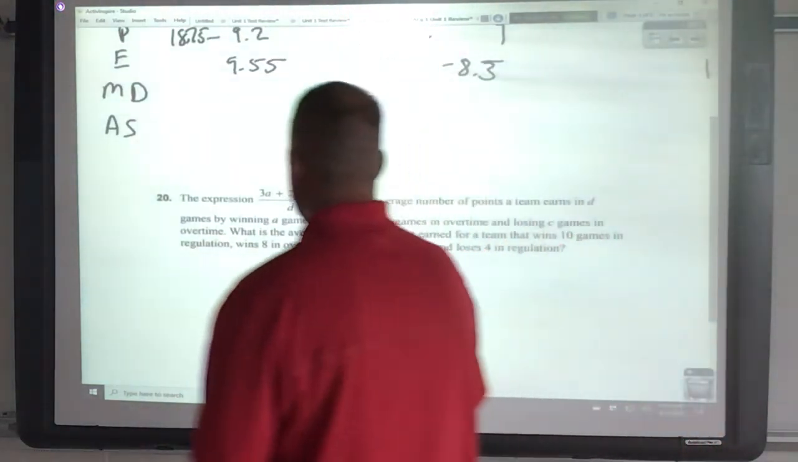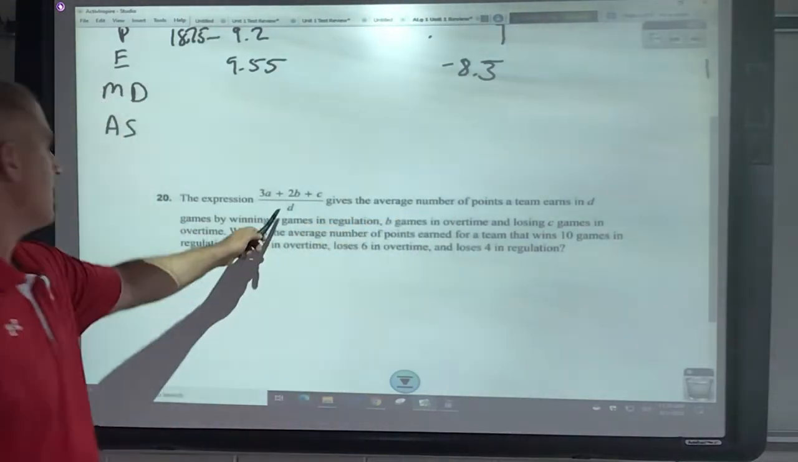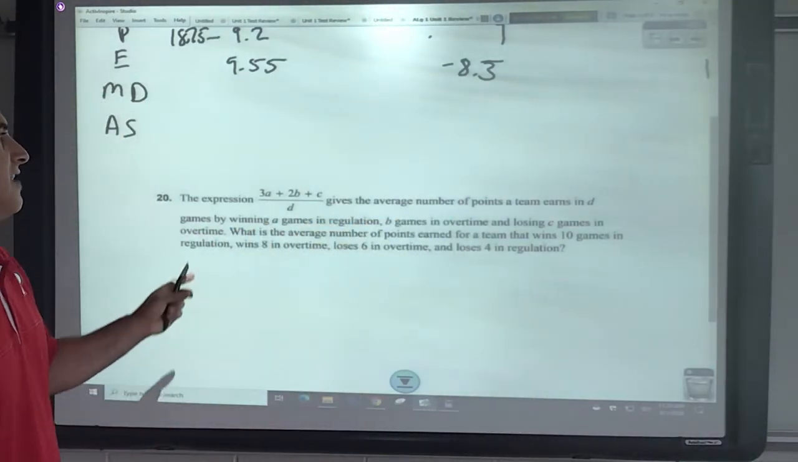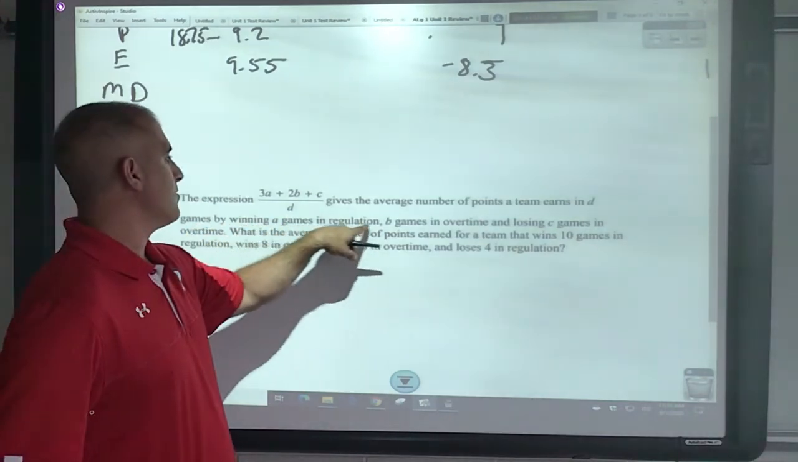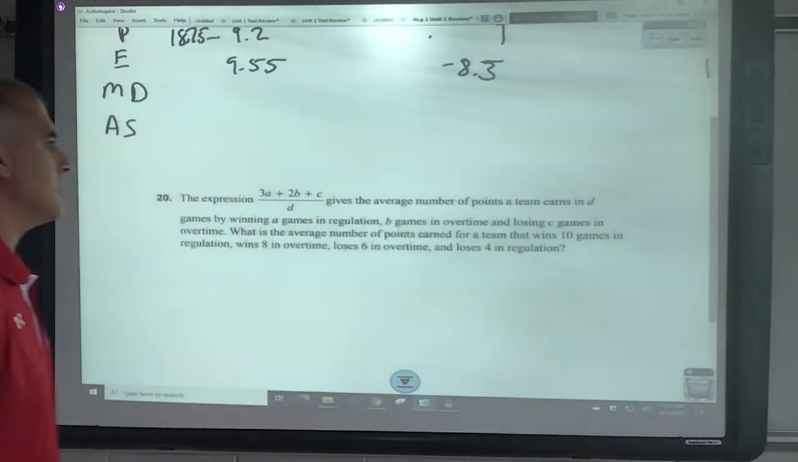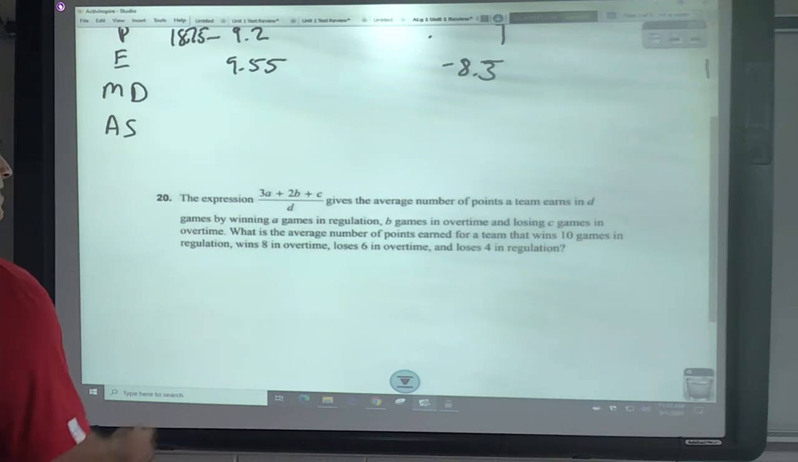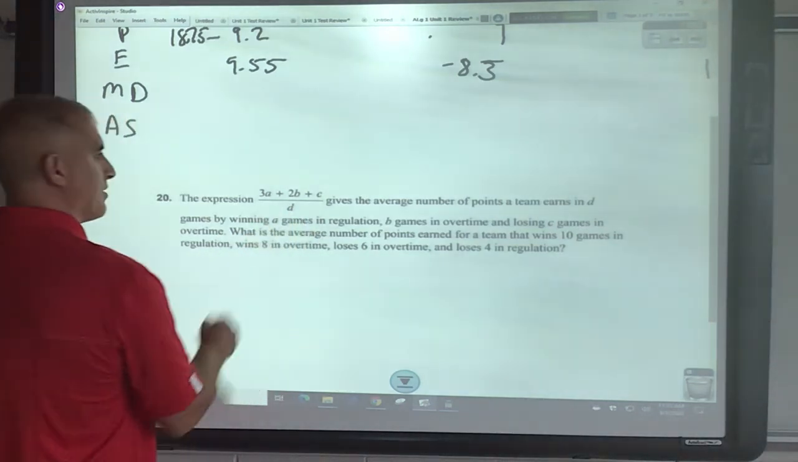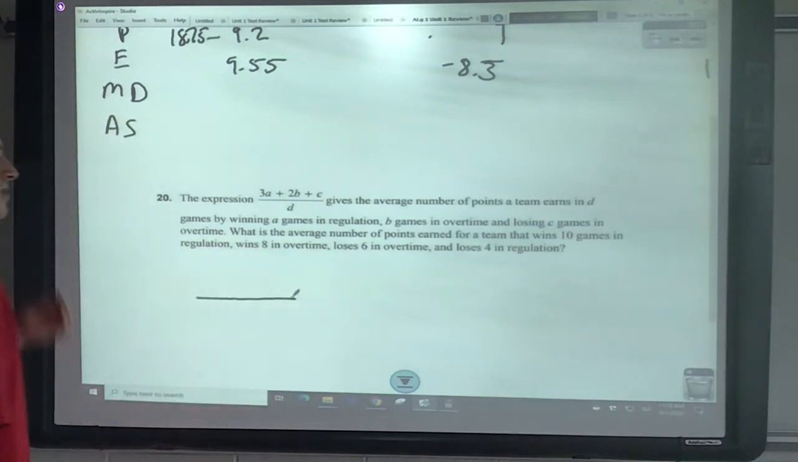Moving on, an evaluated expression gives the average number of points earned in D games by winning an average of A games in regulation, B games in overtime, and C games losing in overtime. What is the average number of points earned for each team, if 10 games in regulation? So what you're doing here is applying this concept.